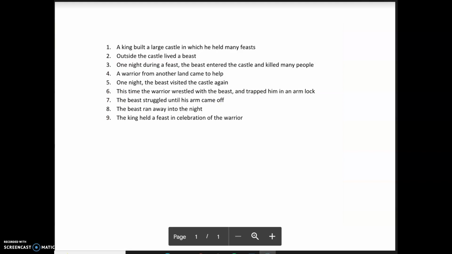I've got 9 key events. So I've got a king built a large castle in which he held many feasts. Outside the castle lived a beast. One night during the feast, the beast entered the castle and killed many people. A warrior from another land came to help. One night the beast visited the castle again. This time the warrior wrestled with the beast and trapped him in an arm lock. The beast struggled until his arm came off. The beast ran away into the night, and the king held a feast in celebration of the warrior. So hopefully you've got something similar.